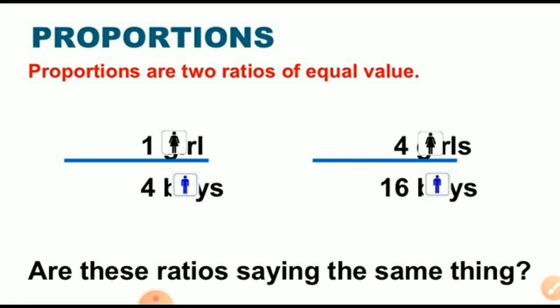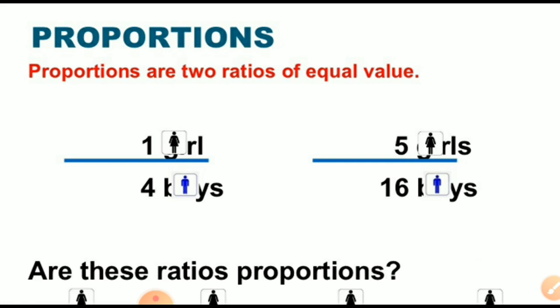Whenever proportions are there, it is two ratios of equal value. 1 girl, 4 boys. Suppose 4 girls, 16 boys. Multiplying together, it is called the proportion. जब गर्ल्स कम ज्यादा होती है तो बॉयज भी उसकी सबसे ज्यादा होगा. 1 का 4 हुआ तो 4 का 16 हो गया. Are these ratios saying the same thing?